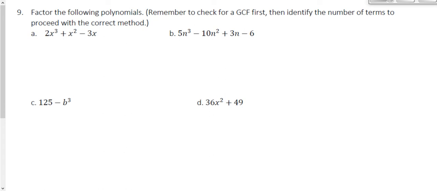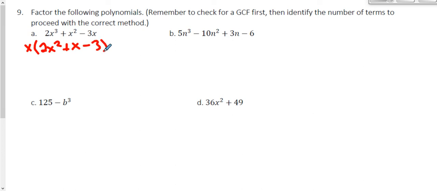And right off the bat, I see a GCF. Every single term here has an x in it, so my first job is going to be to factor out the x that all 3 of these terms have in common. I'm going to write down what's left over once I've removed that extra x. So 2x cubed divided by x is just 2x squared. X squared divided by x is just x, and negative 3x divided by x is just negative 3.